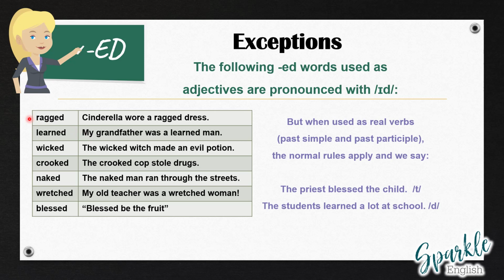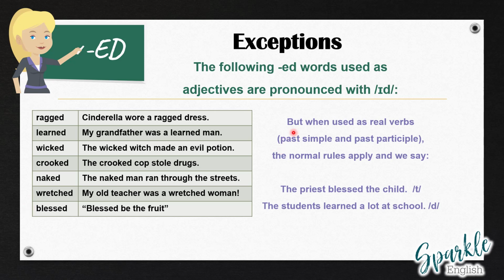So this, as an adjective, is ragged. Cinderella wore a ragged dress. This, as an adjective, is learned. My grandfather was a learned man. Wicked. The wicked witch made an evil potion. Crooked. The crooked cop stole drugs. Naked. The naked man ran through the streets. Wretched. My old teacher was a wretched woman. Blessed. Blessed be the fruit.